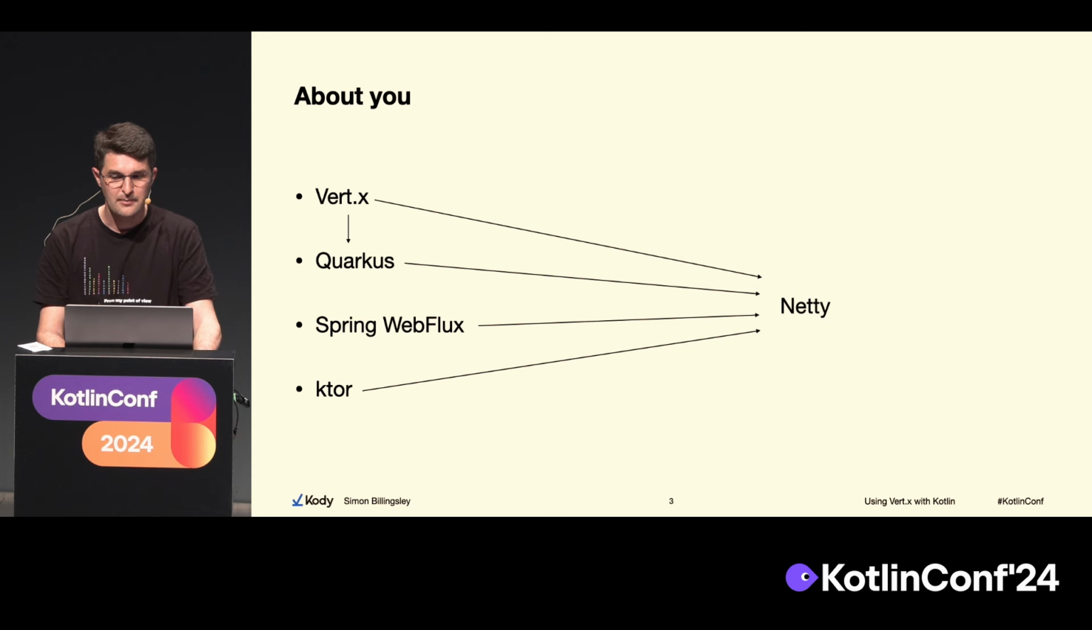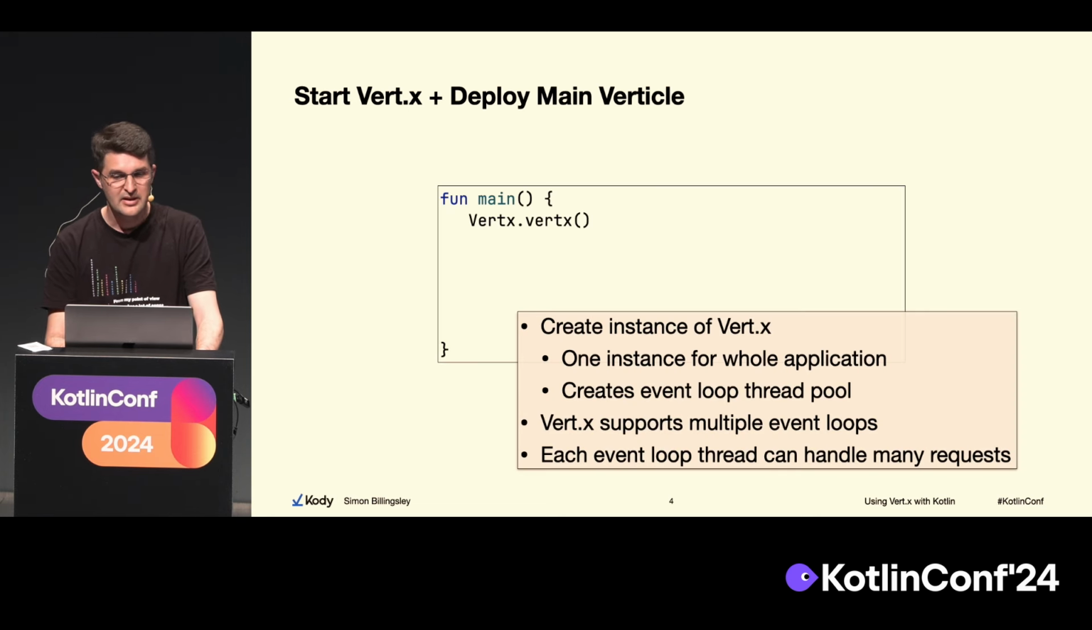So if I could just have a few hands. If anyone has heard of Vert.x, I've got a few. Anyone heard of Quarkus? OK. Did you know Quarkus was based on Vert.x? Spring WebFlux, I'm sure everyone's heard of that. And Ktor, obviously. All of those are based on Netty, and they use Netty for the non-blocking I/O. So under the hood, everything is basically the same. Vert.x is slightly different, though.